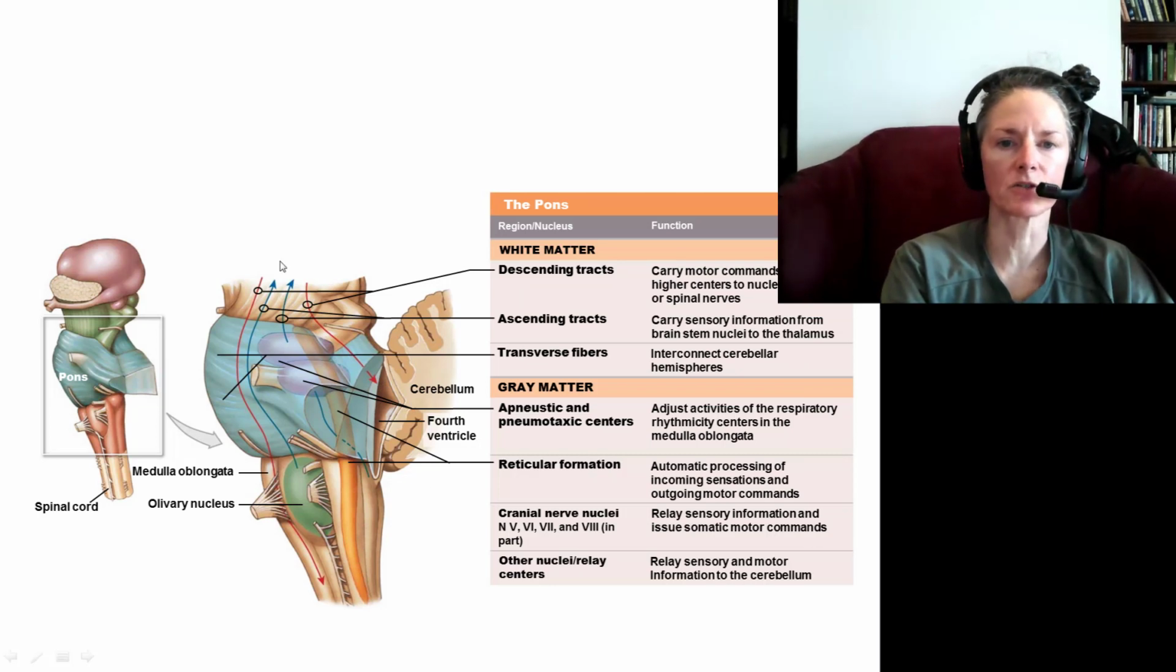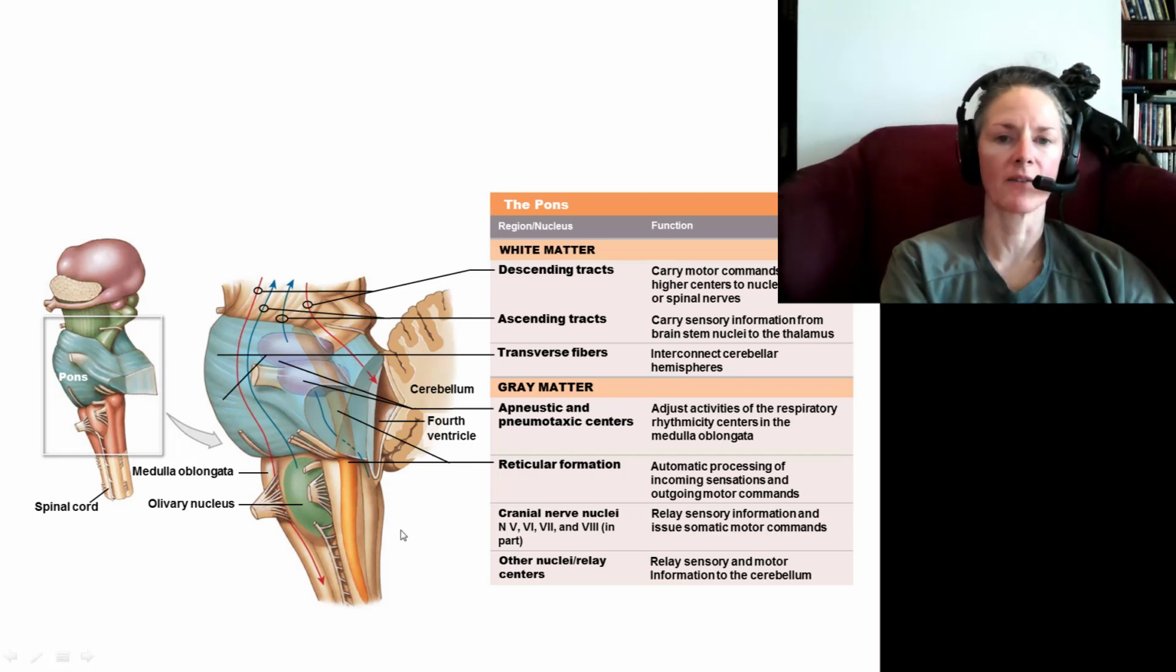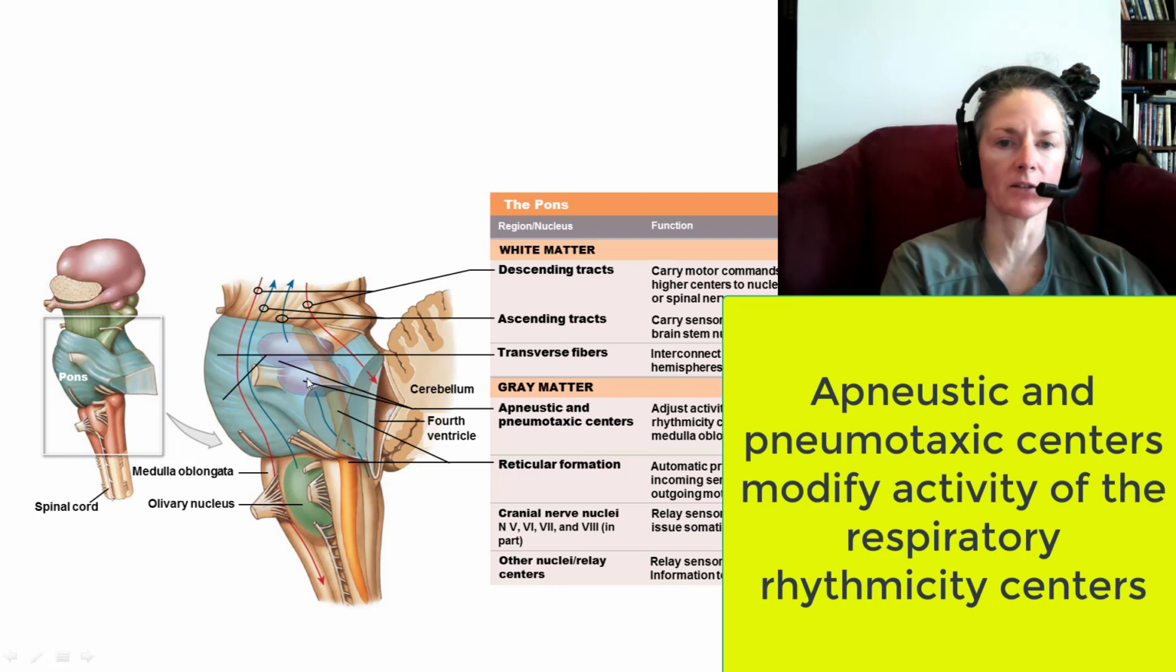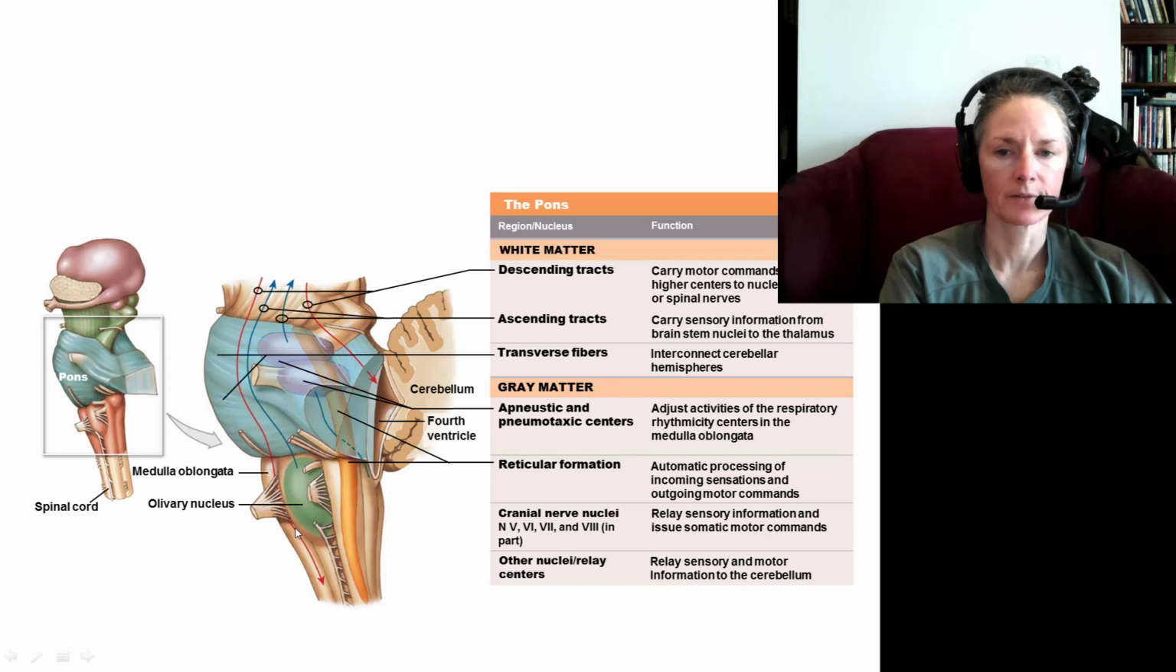We're going to have ascending tracts that are going to be bringing information up from the spinal cord and the medulla oblongata, and we're going to have our apneustic and pneumotaxic centers here. So these, remember, are going to be in communication with our respiratory rhythmicity center within the medulla oblongata. And we're also going to have our attachment points for cranial nerves 5 through 8.